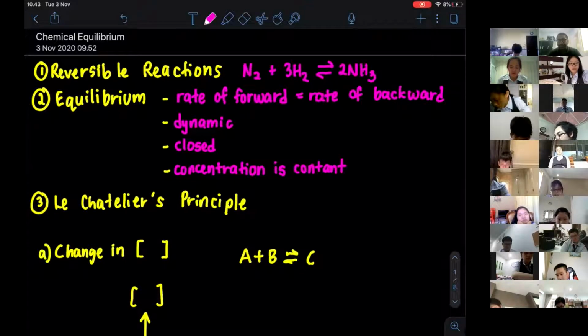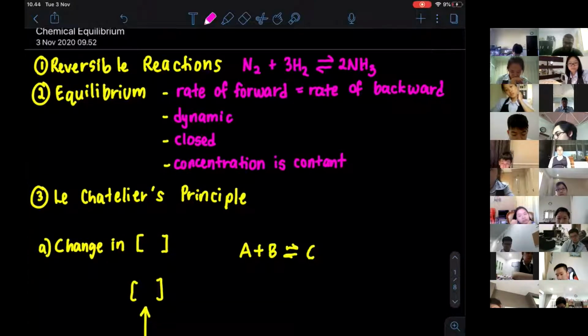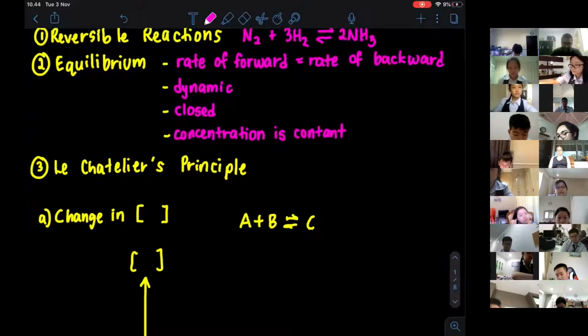Okay, so here there is another principle. When it comes to equilibrium, we call it the equilibrium principle. This principle was proposed by a French chemist. His name, Le Chatelier's principle.